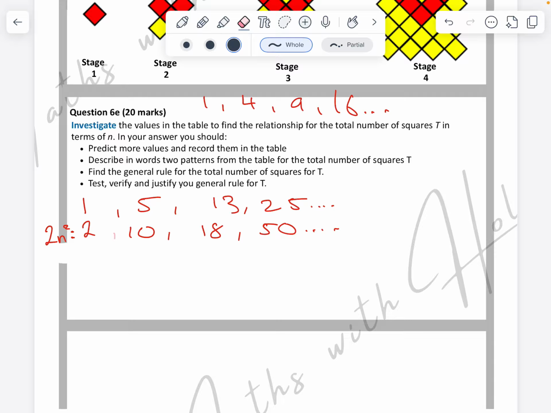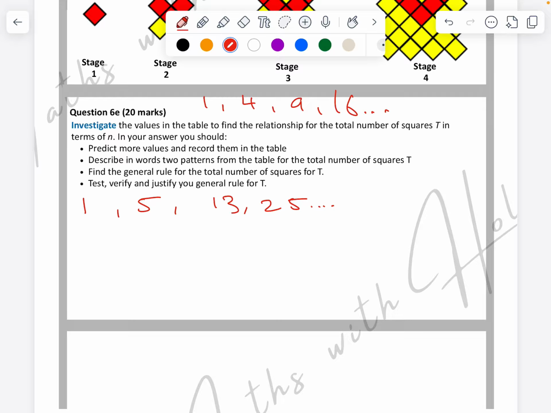Sorry. Let's go back. So we've got 2n squared. The first one is 2, 8. Oh, I times the sequence by 2. Sorry, you times your square numbers by 2. So that's going to be 18 and then 32. So to go from here to here, I have to minus 1, minus 3, minus 5, minus 7.